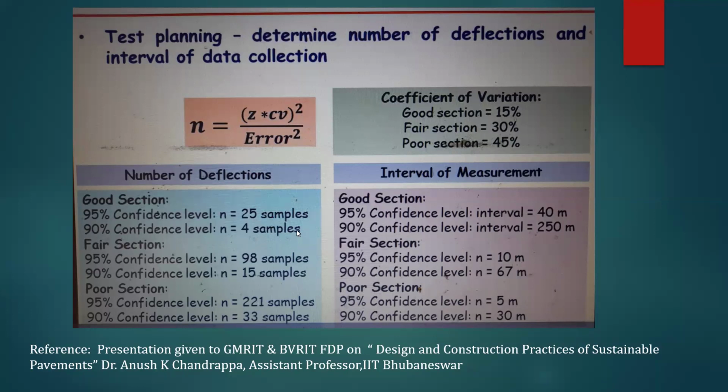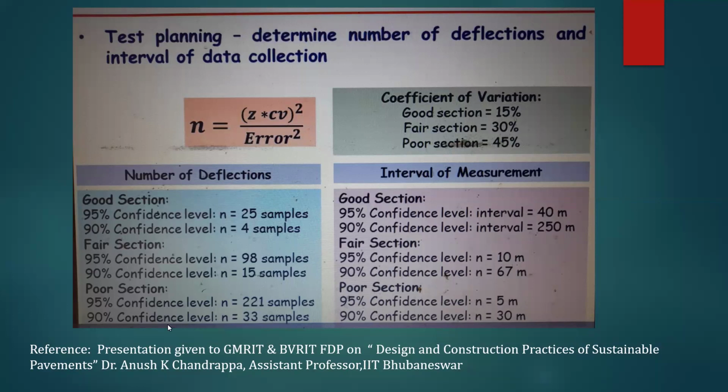Okay, so like that. And what is the interval of measurement? Once you know the samples, in the longitudinal direction you can calculate the interval. Okay, 95% confidence interval means you have 25 samples, 1000 divided by 25, you get 40 meters. For 90% confidence interval, it is 250 meters because it is 1000 divided by 4, 250 meters.